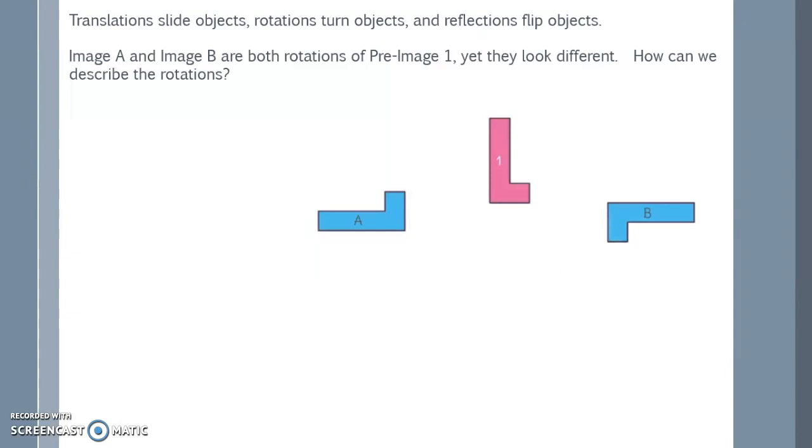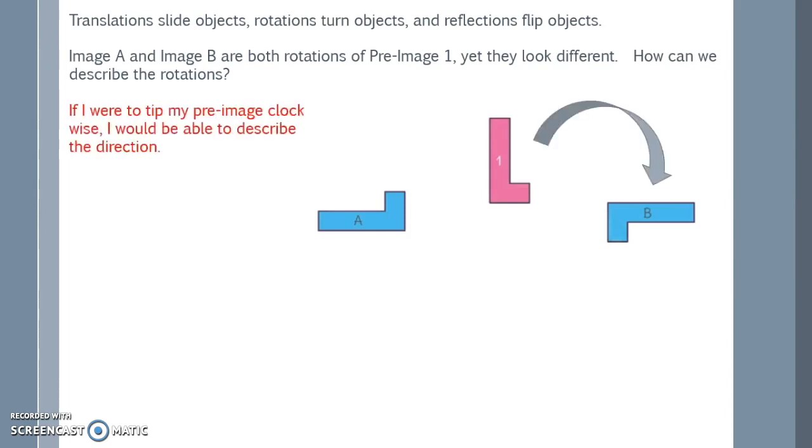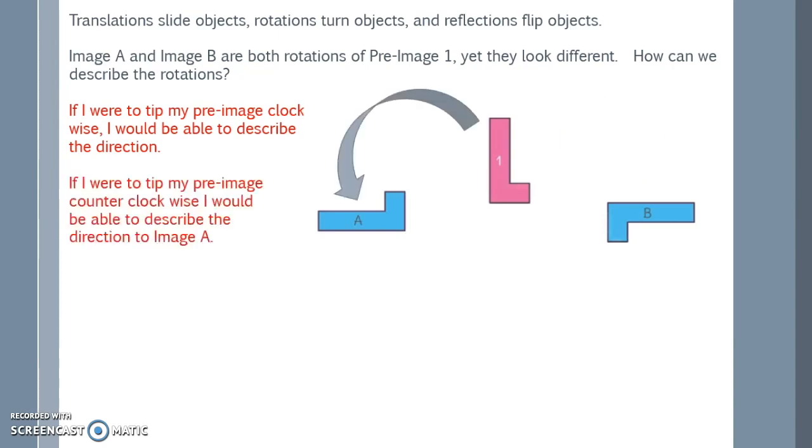Translations slide objects, rotations turn objects, and reflections flip objects. Image A and image B are both rotations of the pre-image 1, yet they look different. How can we describe the rotations? Let's start with going from the pre-image 1 to image B. I see that if I were to tip my pre-image clockwise, I would be able to describe the direction. Further, if I were to tip my pre-image counterclockwise, I would be able to describe the direction to image A.